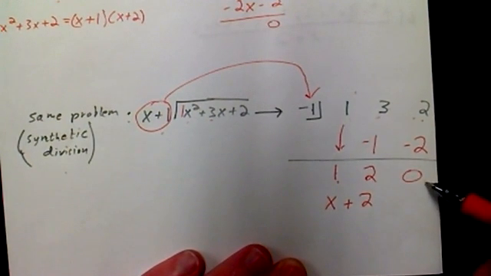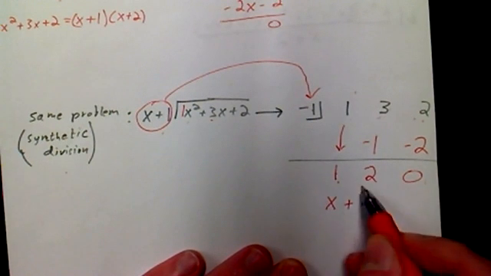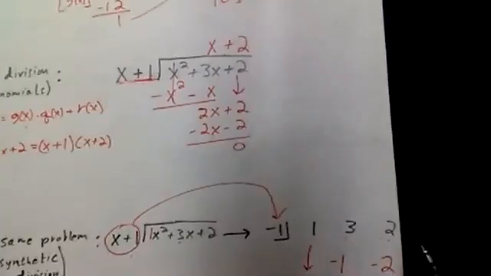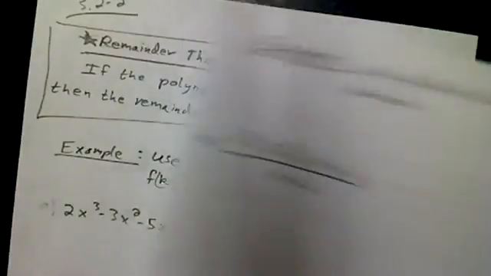This is my remainder, but of course I didn't have any remainder, right? So this just says my answer was x plus 2, just like I got with the long division. It's a little bit quicker though, right? Okay. All right. Let's try a few from the book, okay?